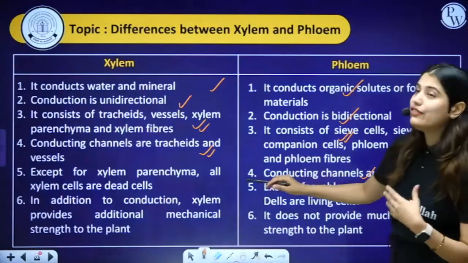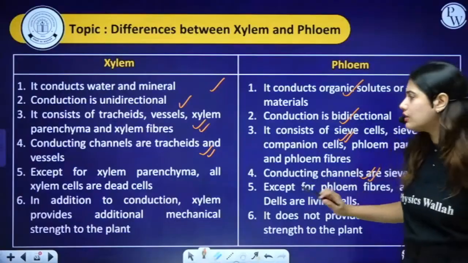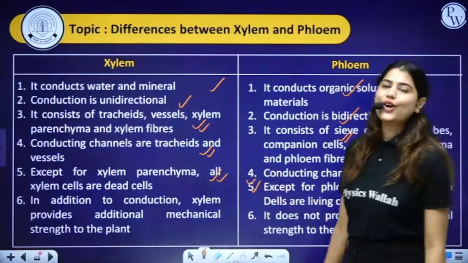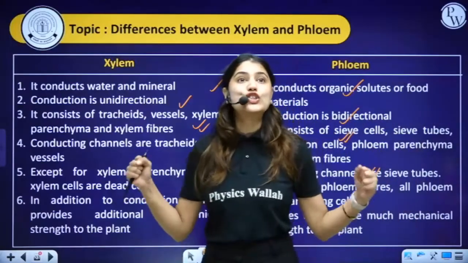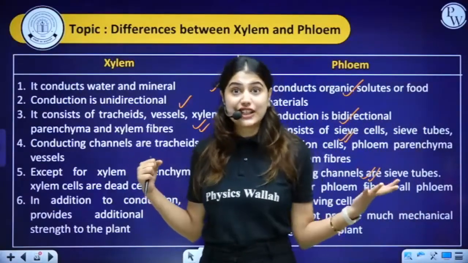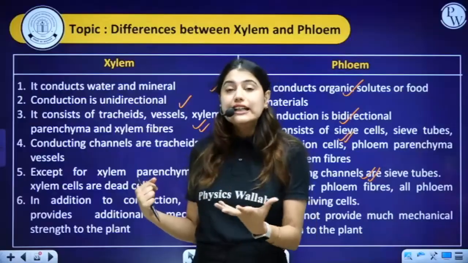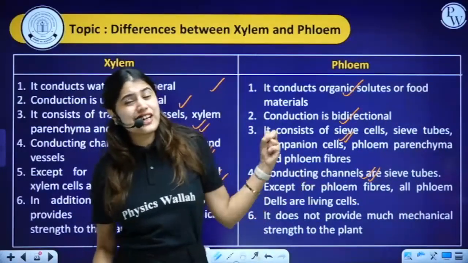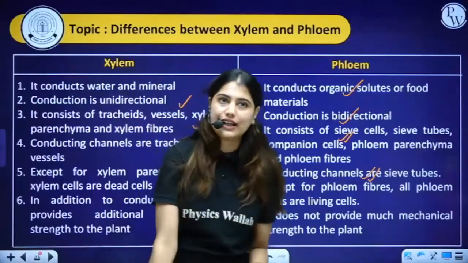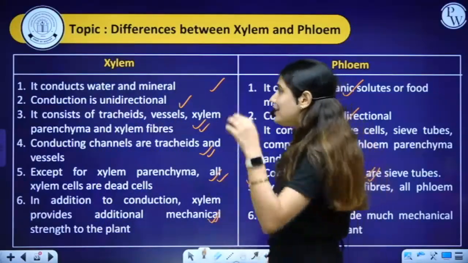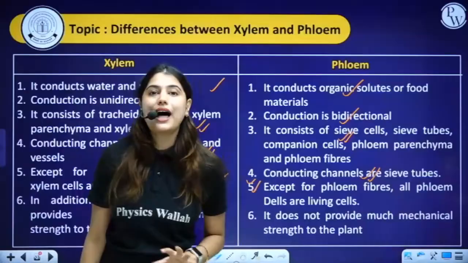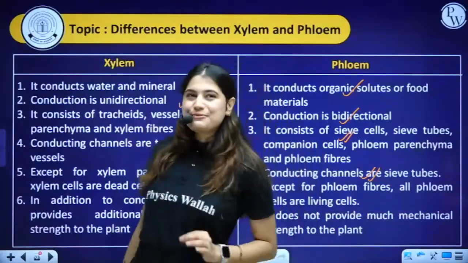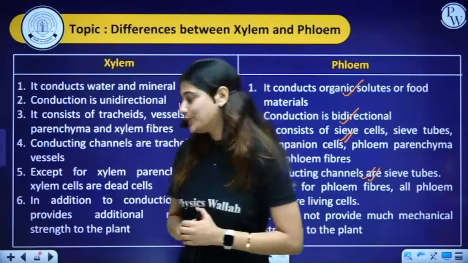Lastly, we can say which of the cells are dead and which are living. And we saw that mechanical strength is also provided by xylem because majorly the cells are dead and they have lignin in them, so they provide strength. Phloem provides mechanical strength but not major mechanical strength. So that was about the last difference. That was all about our plant tissues. We are done with it. Let's move towards the animal tissues.